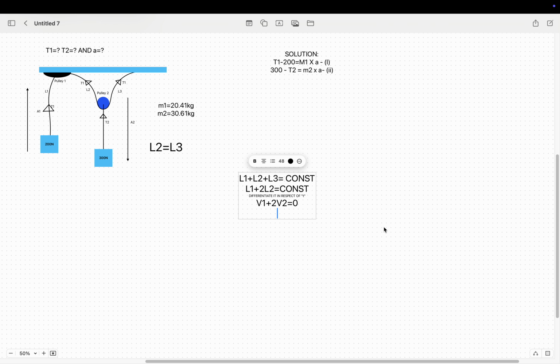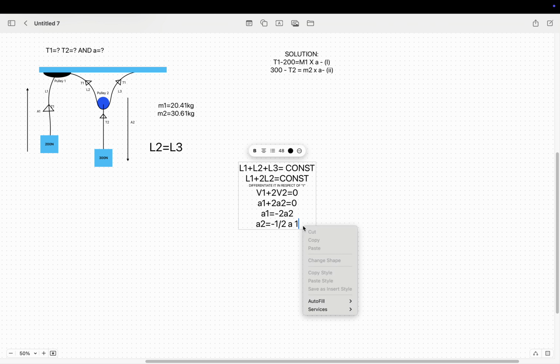If we differentiate the velocity again, we will get acceleration: a1 plus 2a2 equals 0. Then a1 equals minus 2a2. It can also be said that a2 is minus half of a1. Now we got these two things.